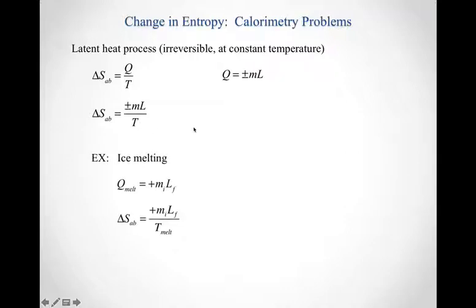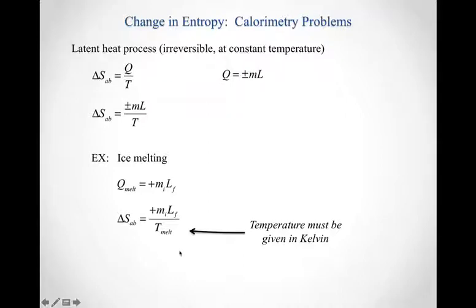So if we look at an example, let's say we have ice melting. I know the energy that the ice had to absorb as heat to melt is given by plus, it took that energy in, the mass of the ice times the latent heat of fusion, and I know the temperature it occurred at was the melting temperature. I can calculate the change in entropy for ice as it melts by taking plus the mass of the ice times the latent heat of fusion divided by the melting temperature, and the thing I have to remember is that the melting temperature must be given in Kelvin.